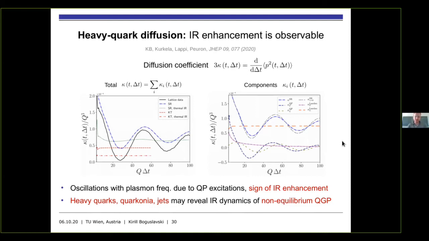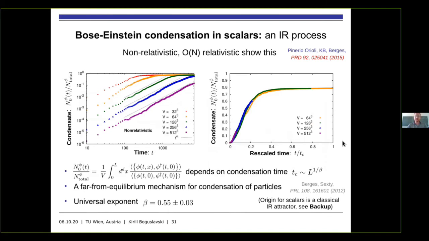So what you find is that those oscillations are basically a sign of this infrared enhancement. And this is just an example of how transport coefficients could provide some probes of your initial stages that you could use in phenomenological treatments of your non-equilibrium quark-gluon plasma. Now, something which is maybe related, though a different and nonetheless very interesting phenomenon, is the infrared of gluonic theories.